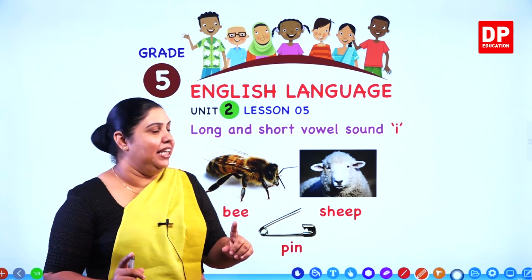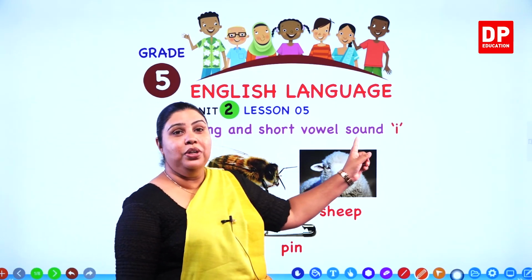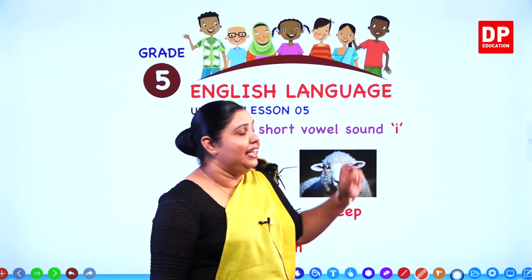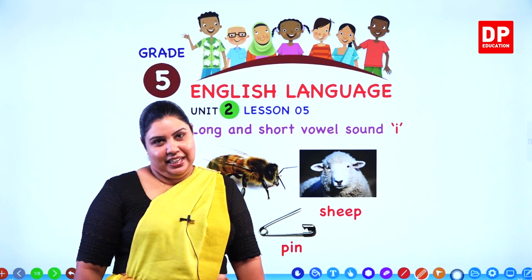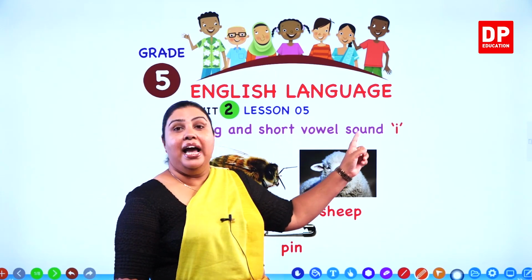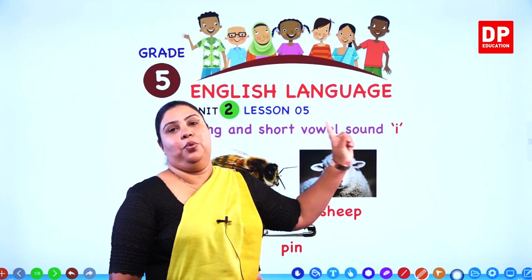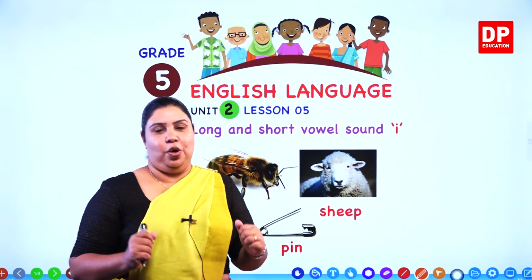Now you can see long and short vowel sound and we have the letter I. I අකුර තමයි අද අපිට තියෙන්නේ. We have long and short vowel sound and we have the letter I. I අකුර මෙතන තියෙනවා. හැබැයි පුතේ අපි කතා කරන්නේ E sound එක ගැන.